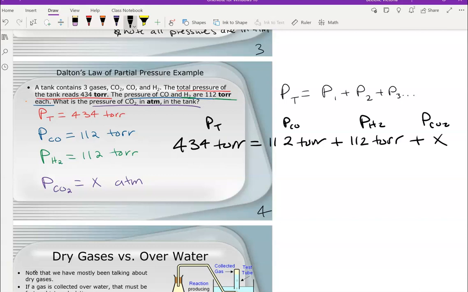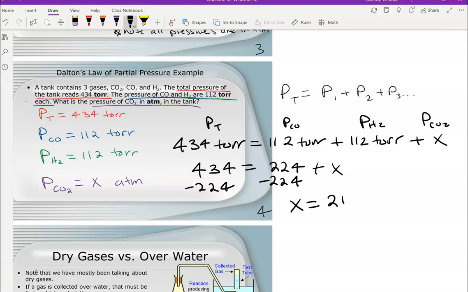So I'm going to go ahead and add 112 plus 112. Everything is in torr, so we can add them together. So I have 434, and that's equal to these two added together, which is 224 torr, plus X. If I want to get X by itself, we're going to subtract 224 from either side. So 434 minus 224 gives us 210.